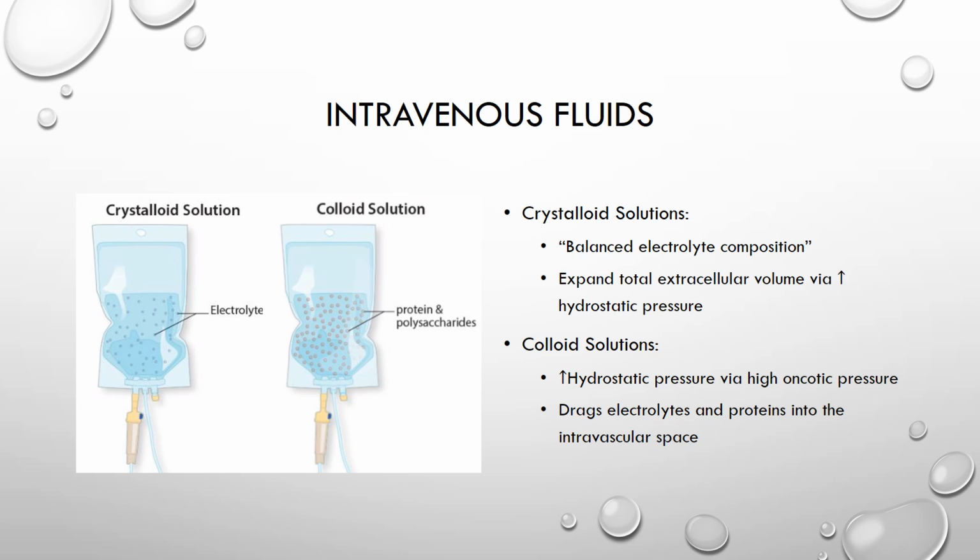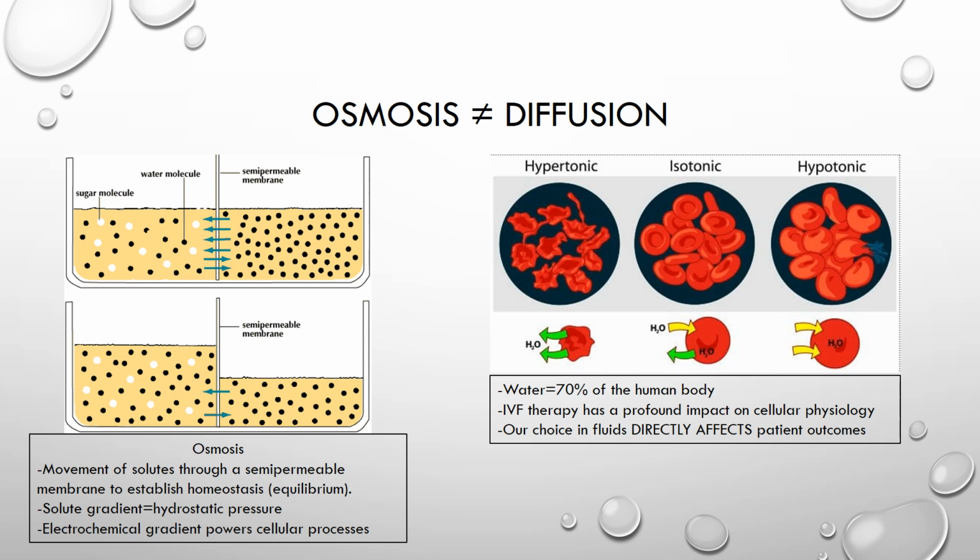Colloid solution is designed to increase oncotic pressure. So essentially the pressure inside the blood vessel from all the stuff, the proteins, the immunoglobulins, the cytokines, all the things that make up components that are floating around in your serum. That's what colloids are supposed to do. And it's designed to drag electrolytes like sodium, chloride, magnesium, potassium into the vessel by creating more stuff on the inside than on the outside.